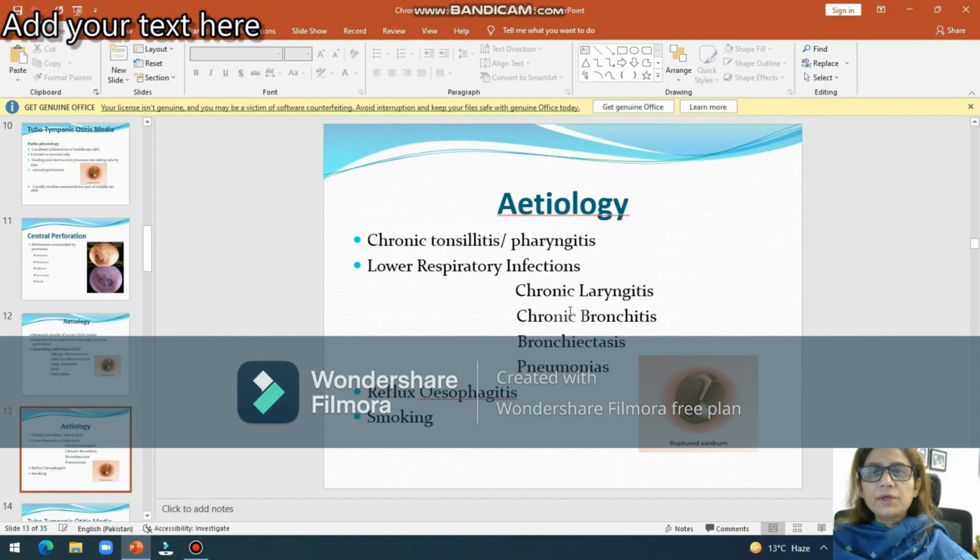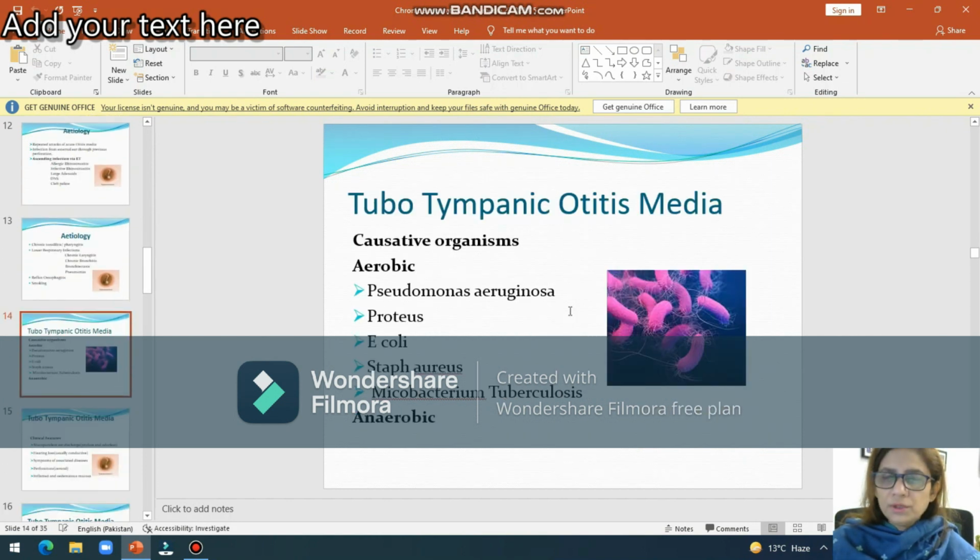Then ascending infection can be through nasopharynx, through eustachian tube in cases of chronic tonsillitis, pharyngitis, lower respiratory tract infection, chronic laryngitis, bronchitis, bronchiectasis, pneumonia. Reflux esophagitis. When there is reflux of the acid, it can lead to inflammation of the eustachian tube. Eustachian tube gets blocked and sometimes infected, so infection can go through eustachian tube into the middle ear. Smoking leading to inflammation and obstruction of the eustachian tube.